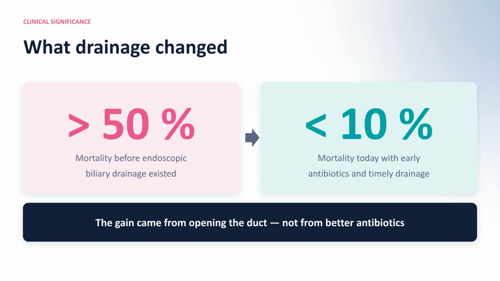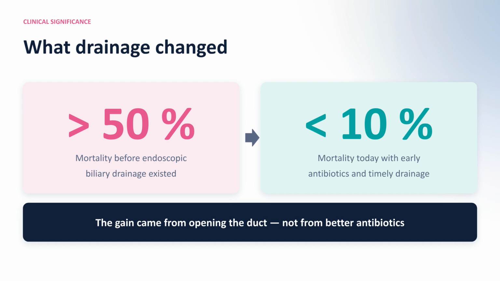Why does this topic get a whole video? Because of what it used to do. Before endoscopic drainage existed, acute cholangitis killed more than half the patients who developed it. Today, with early antibiotics and timely drainage, overall mortality sits in the single digits. That improvement did not come from better antibiotics. It came from being able to open the duct.